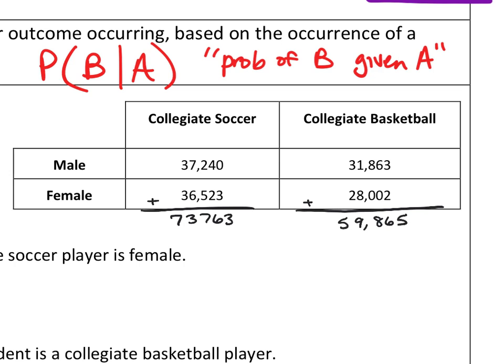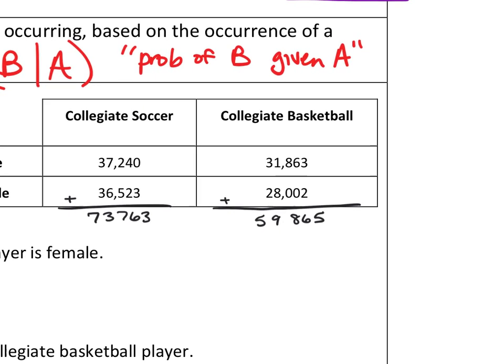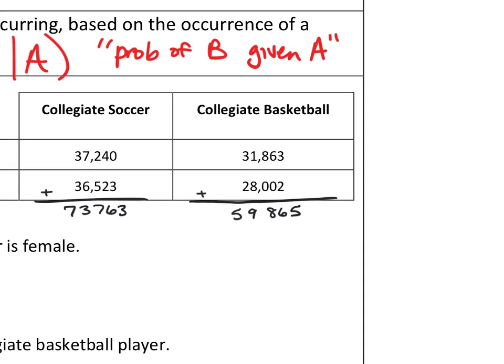How many total collegiate basketball players are there? 59,865 total collegiate basketball players. Now, the reason we need these totals is because we know from a two-way table you have to use probability with totals. So to keep going, how many total male collegiate players were there? We'd add those numbers straight across. This is 69,103.